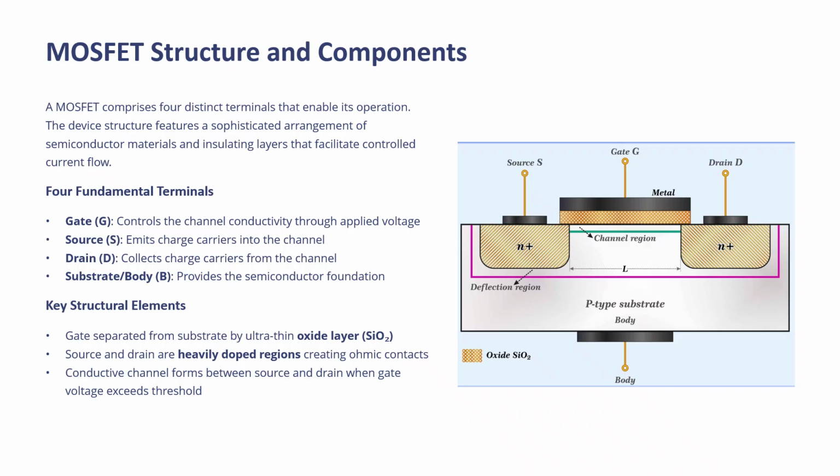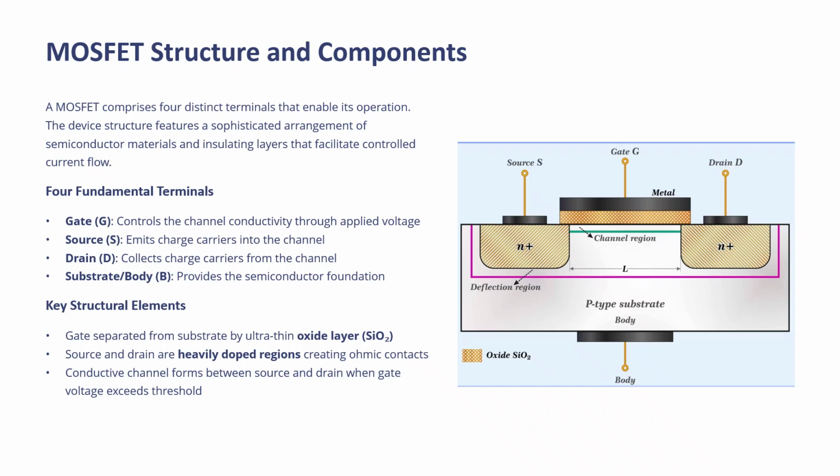The function of the gate is to control the channel conductivity through applied voltage. The source emits charge carriers into the channel. The drain collects charge carriers from the channel, and the body provides the semiconductor substrate. And here are some key structural elements: the gate is separated from the substrate by an ultra thin oxide layer of silicon oxide. The source and the drain are heavily doped regions creating ohmic contacts. The conductive channel forms between the source and the drain when gate voltage exceeds the threshold.